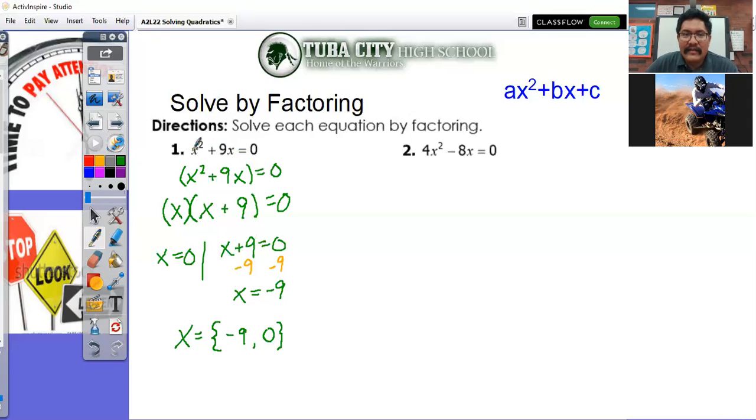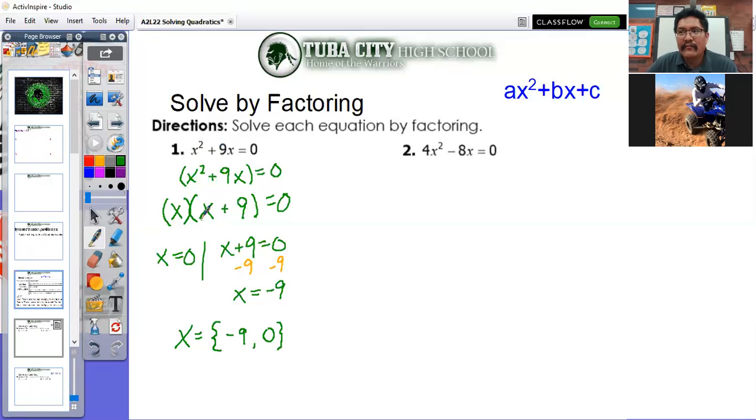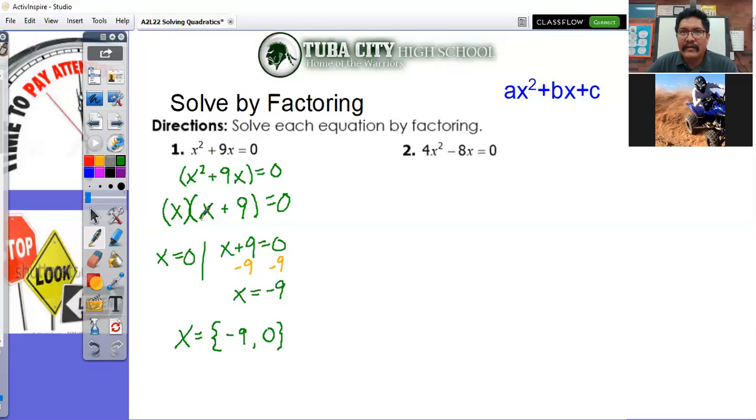And here, if I plug in 0, okay, so 0 squared, that would be 0. 9 times 0 is 0. 0 plus 0 is 0. That's also true, so that's why it works. That's why we call our solutions zeros. So if you remember from yesterday, when we were talking about them, we call them roots, x-intercepts, or zeros was one of the ones. That's why we call them zeros, because that's where it crosses.